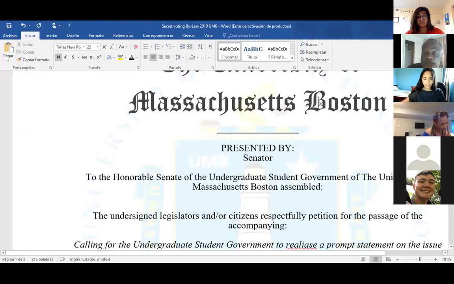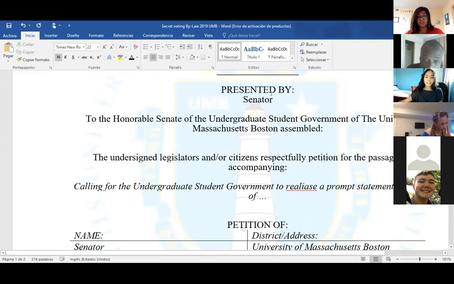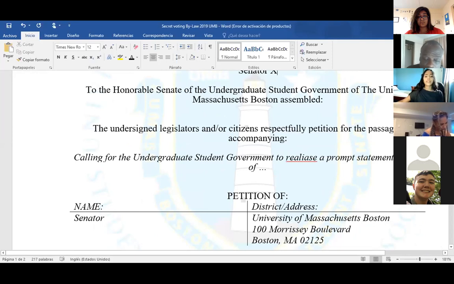Okay, here you see it presented by, then your name, let's just say Senator X, and then you just leave it like that. To the Honorable Senator of the Undergraduate Student Government of the University of Massachusetts Boston Assembled. This is just another part of legislation right here. These letters are, and then this is where you will actually write your legislation. This is where you will explain your legislation.